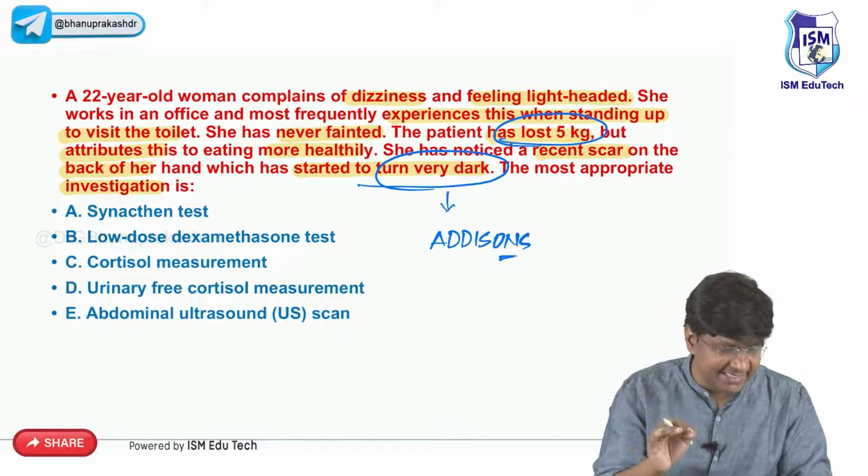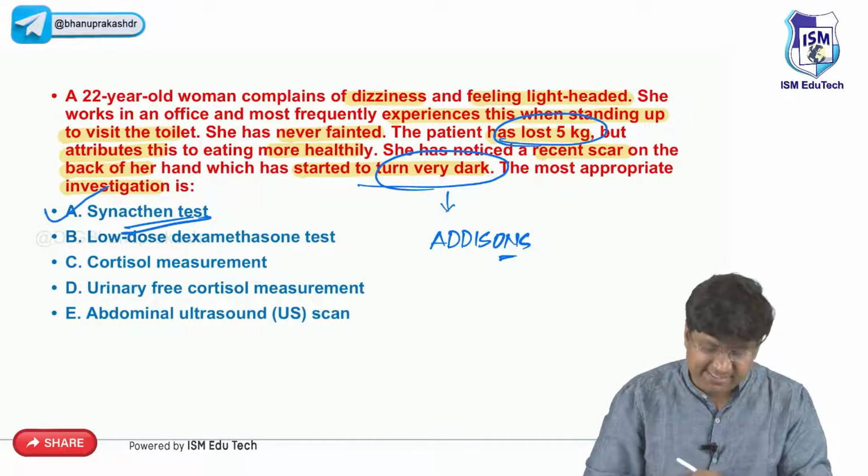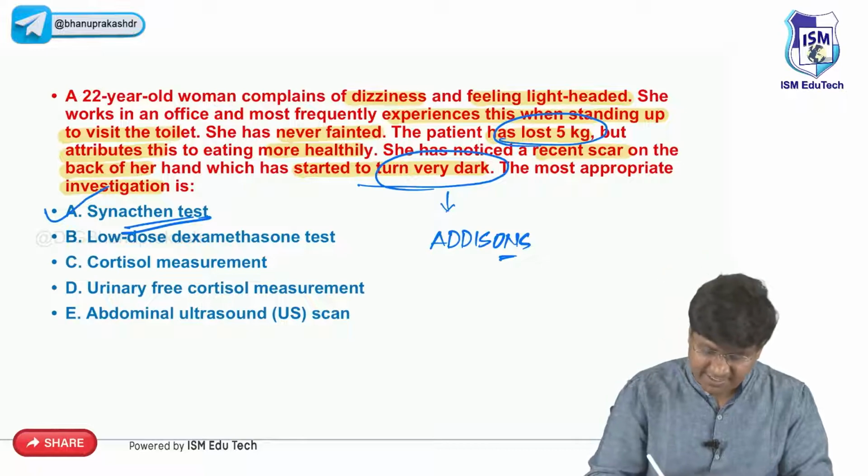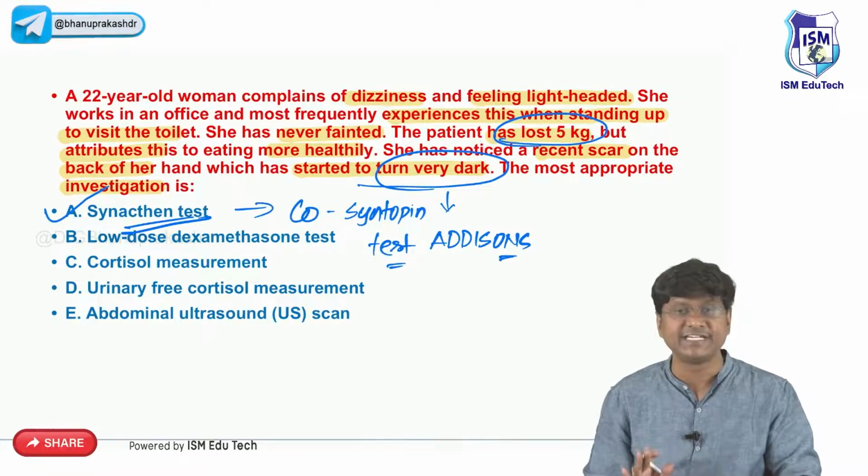So now in Addison's, what do you think is the investigation of choice? Very good, Himanshu Patel. That is the synacthen test. This particular synacthen test is also called the cosyntropin test.